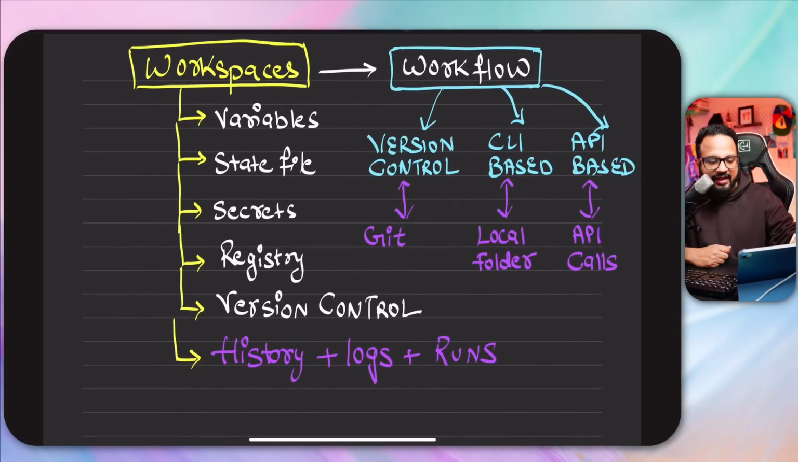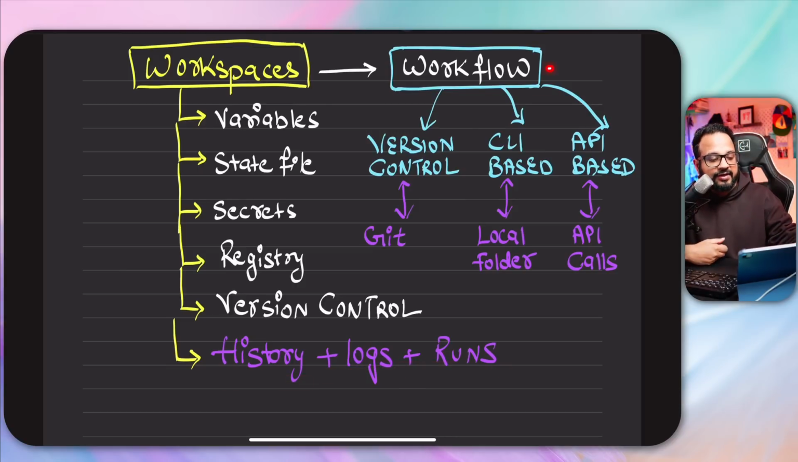So workspaces will have your variables, state files, secrets, registry, so that every environment can have its own private registry. Version control, that means one workspace will be mapped to a version control. Version control has many options: GitHub, Bitbucket, GitLab, there are many options. And then you will also have the logs, history, runs, everything will be stored on the GUI, so that if you want to check which command executed earlier or 2 days back, you can go and check all the logs, all the history.